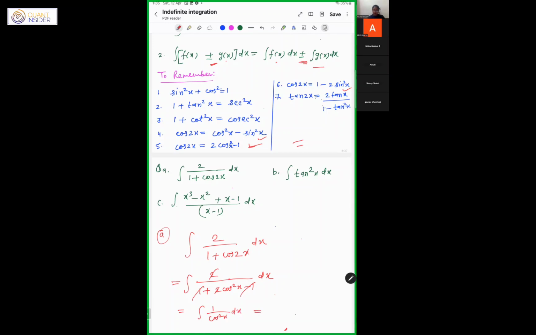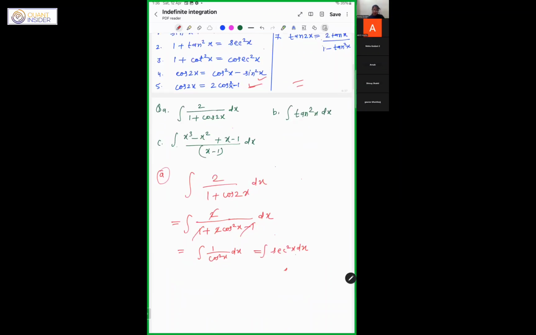And this is equal to what? This is sec square x dx. And you know that the integration of sec square x is tan x. Yes, so it is tan x plus c. Okay. Now can you do the next one? B part.